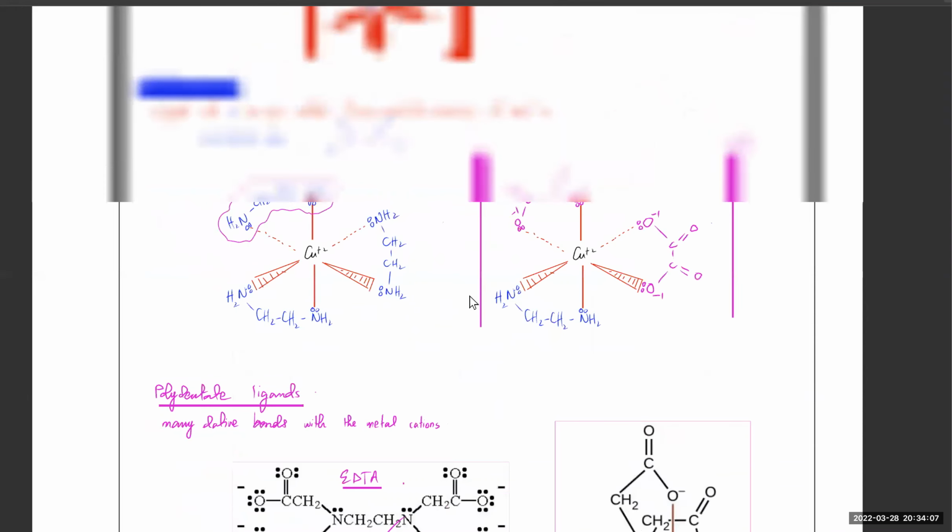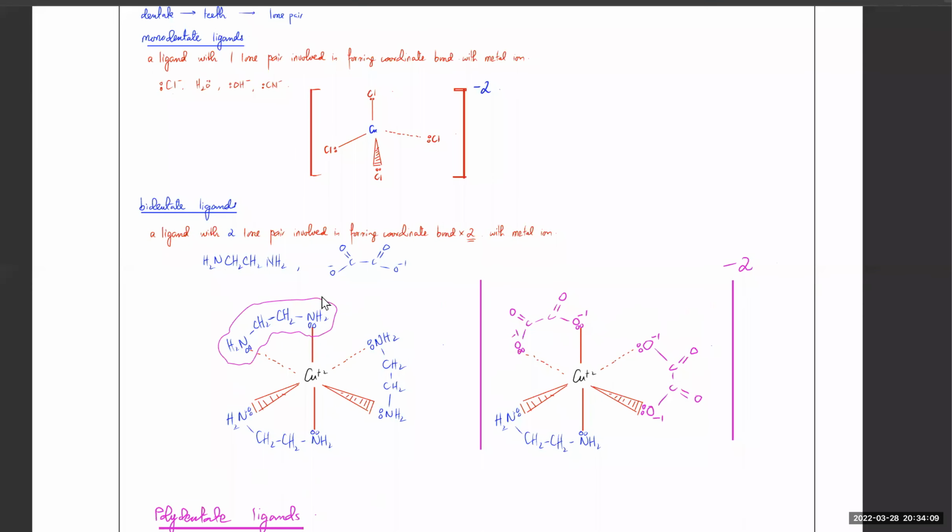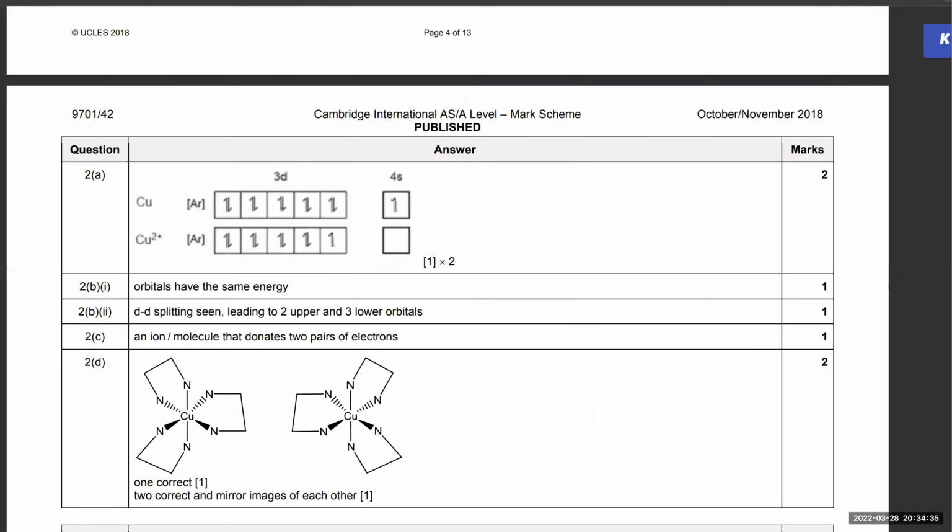A bidentate ligand is a ligand that is capable of forming two dative bonds. The metal ion is the same, but it's got lone pairs at either end of the molecule. So one lone pair bonds, or gets attracted, to the copper ion from this side. One lone pair forms a dative bond from this side. So this one is a ligand with two lone pairs involved in forming coordinate bonds. That's a bidentate ligand. I'll just quickly check what the marking scheme answer is for this one.